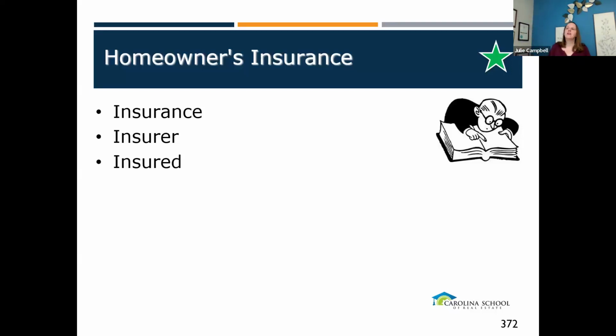The insurer is the insurance company. The insured is the homeowner. The homeowner, the insured, pays the insurer. The insurer agrees to reimburse the insured if something happens to the home. Let's put that in layman's terms. The homeowner pays the insurance agent. The insurance agent promises to help them out financially when something bad happens to the home.